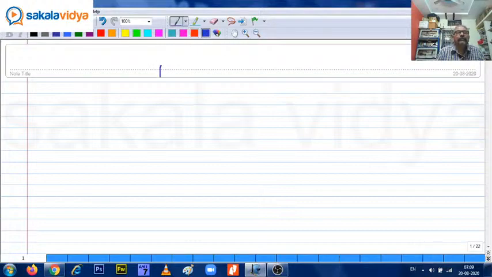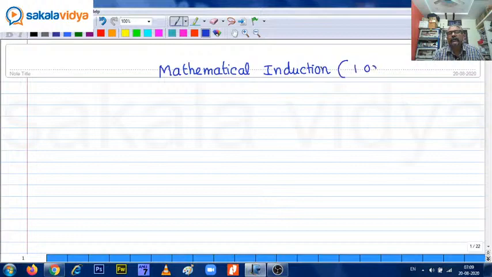So, mathematical induction. Mathematical induction, this is just 1 or 2 marks. That means 1 or 2 questions may appear in the examination. This is the weightage of this chapter, mathematical induction.